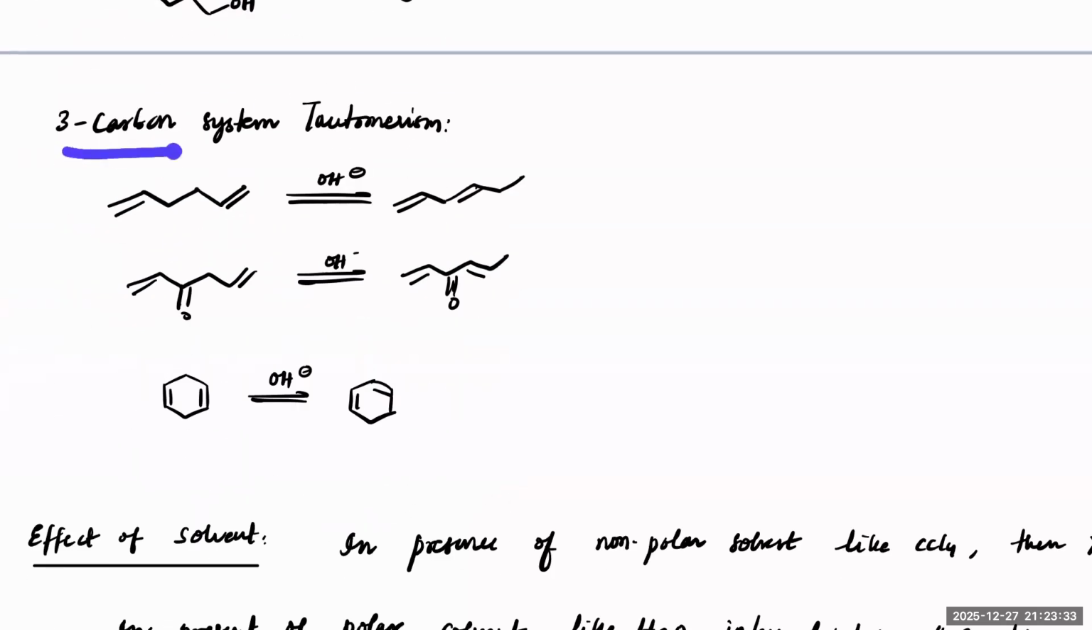Next, three carbon system tautomerism. There is a double bond and a double bond here. This is alpha hydrogen. This is alpha hydrogen. If I remove this, making a negative charge, that negative charge is pushed here.